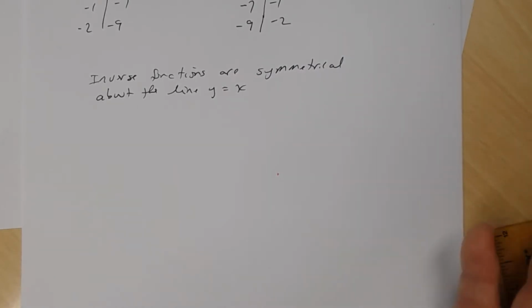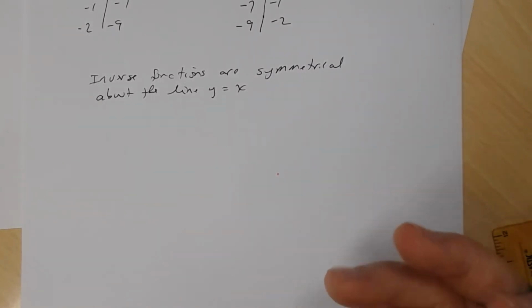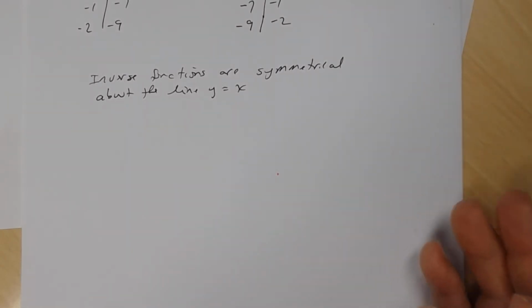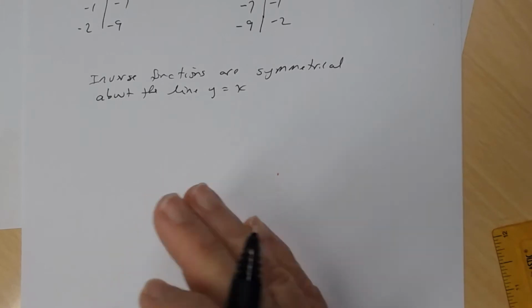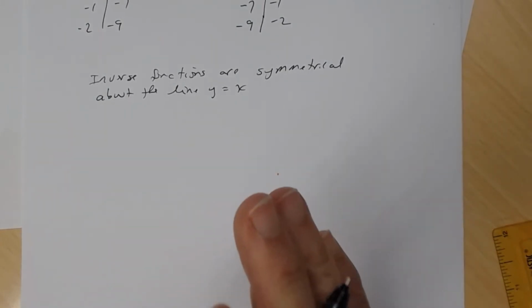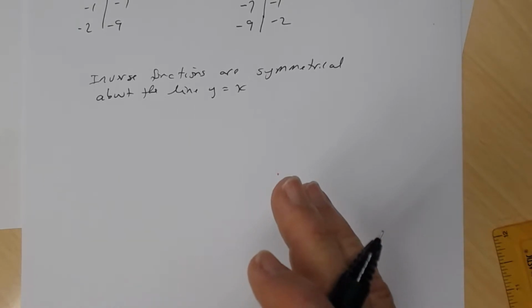Okay, so several things you have to remember about functions. Even functions, what about their symmetry? Odd functions, what about their symmetry? Inverse functions, what about their symmetry? Well, inverse functions are symmetrical about the line y equals x.